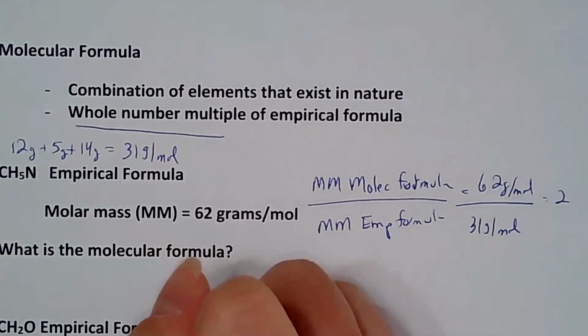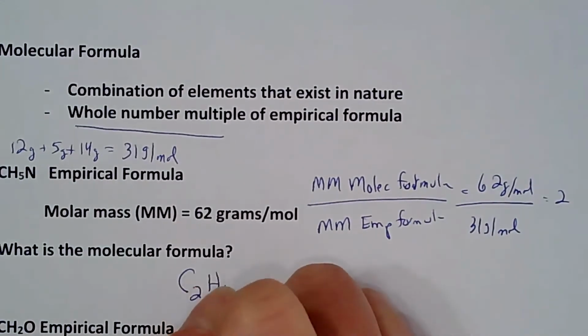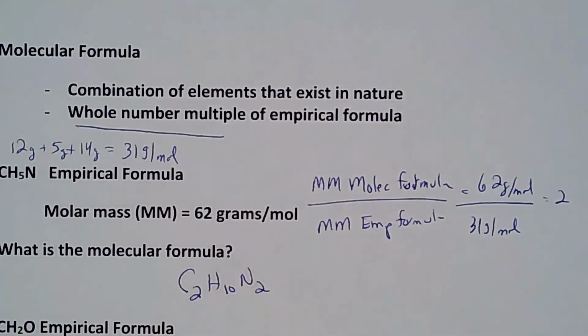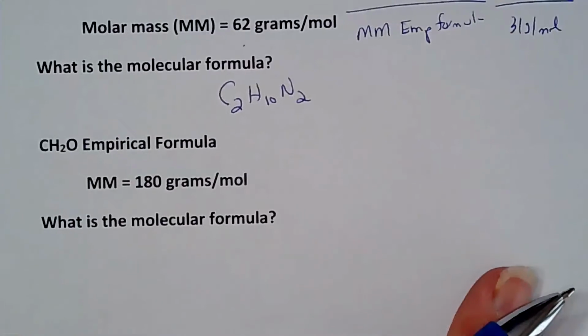So the molecular formula is going to be 2 times the empirical formula. So it's going to be C2H10N2. I have to give you this bit of information. You can't find it any other place, but that's how you do it.